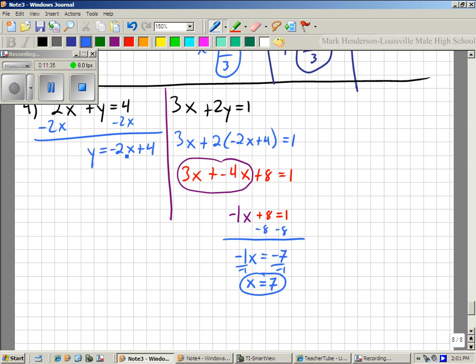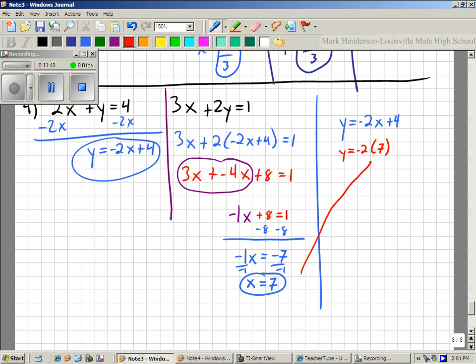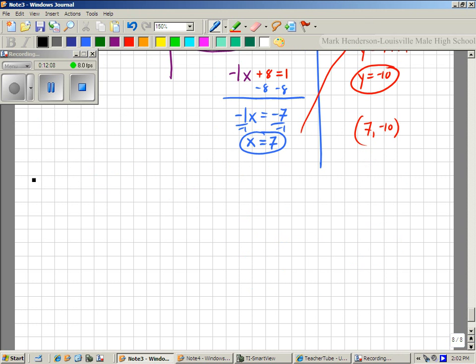So, I'm going to use this blue equation because that's the easiest one to use. y equals negative 2 times x plus 4. So what I'm going to do, I'm going to say y equals negative 2 times that positive 7 that I found down here plus 4. So I have y equals negative 14 plus 4, which is negative 10. So my answer is 7, negative 10. Alright, so let's look at our last two.